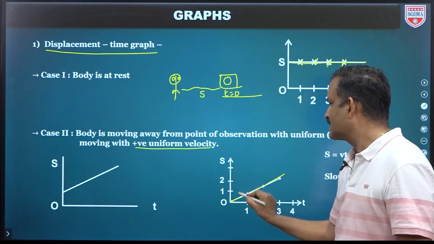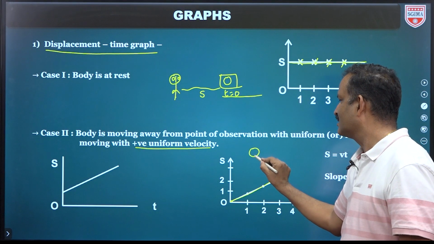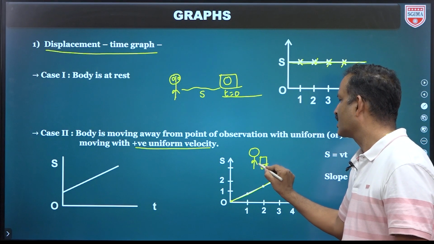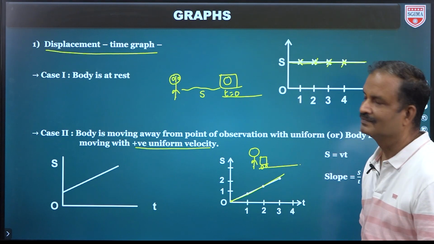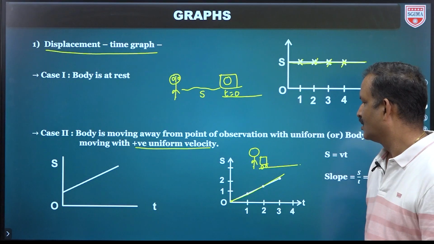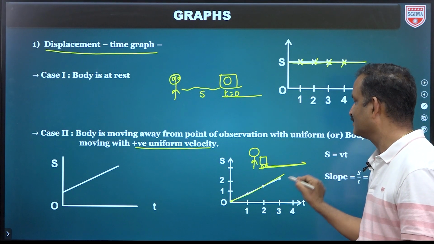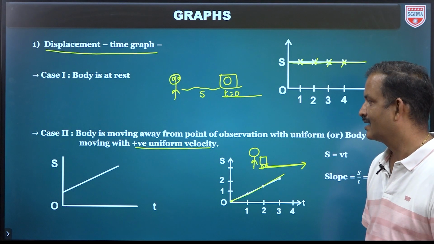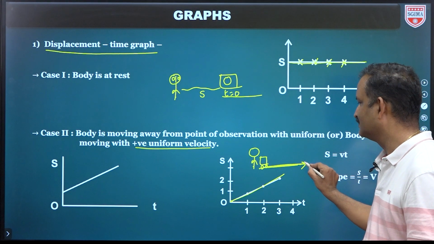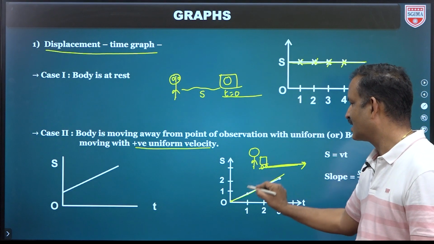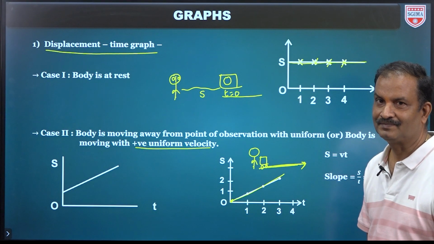This means the body started from the point of observation. It is positive velocity, the body is moving away. Positive velocity, displacement is positive. The body is moving away. It started from this point of observation.